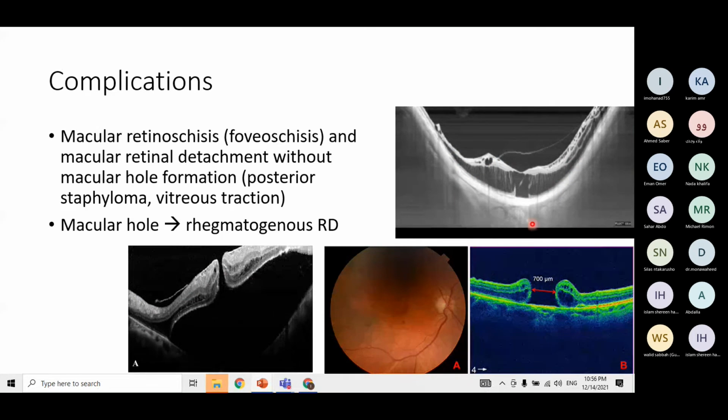The patient may develop a foveoschisis, a myopic macular hole, or a myopic macular hole retinal detachment like that.